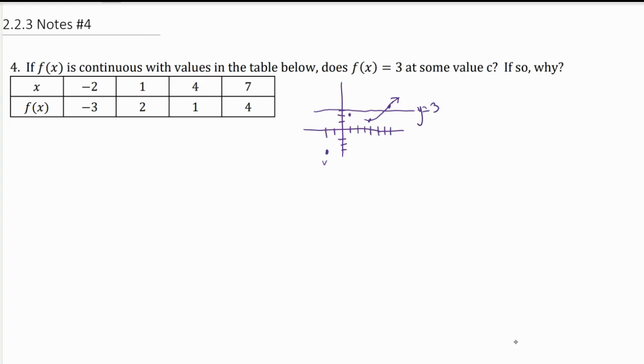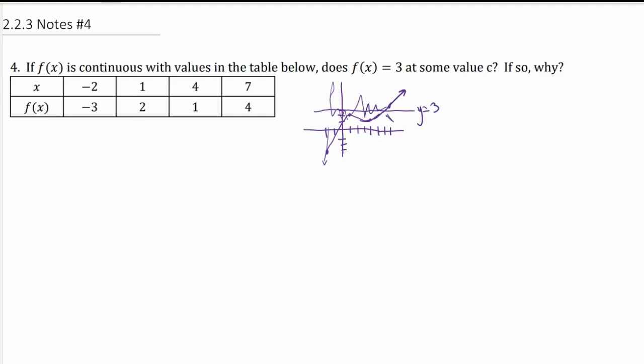So is there any way for me to draw it where it doesn't? Well, there is a way for me to draw it where it doesn't, where I go like this, right? But wait, that's not continuous. So is there a way for me to draw this function without lifting my pencil and not crossing that line? No. It has to cross y equals 3 at least once. Again, it could cross it a couple times. There could be other stuff that goes on, but at least it crosses it once.